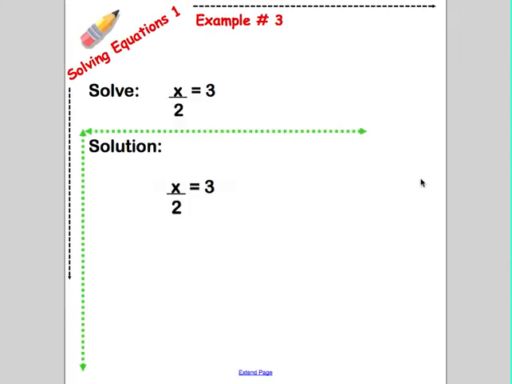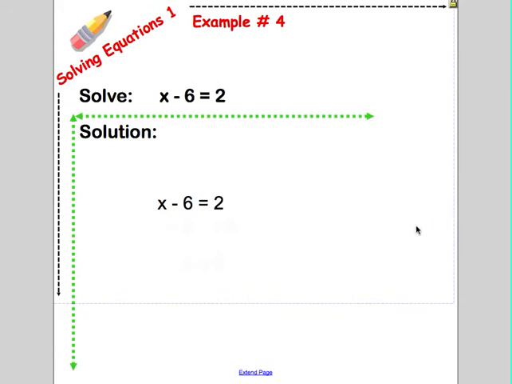Now we have another equation. x divided by 2 is equal to 3. Right now we have just x and we're dividing it by 2. To get rid of division, we use the opposite operation, or multiplication. So we'll multiply by 2. And if we do it to one side, we must do it to the other. So we'll have 2 times x divided by 2, which is going to simplify. My 2's will cancel, and I'll be left with x on the left side, and on the right side, I'll be left with 6. So my solution to this question is x equals 6.